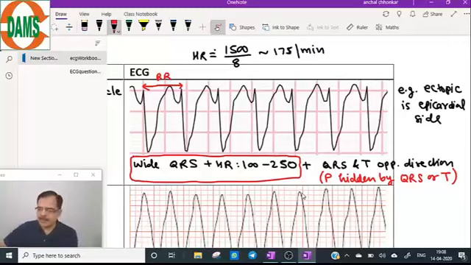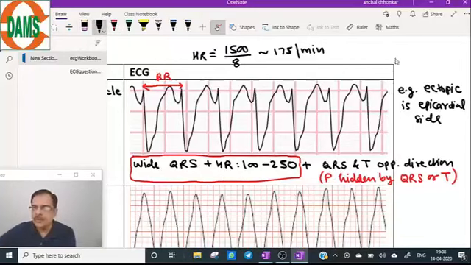Why is the QRS wide? The QRS is wide because the impulse or ectopic is below the bundle of His. So that ectopic will depolarize one ventricle followed by the other, and this will make the QRS wide.